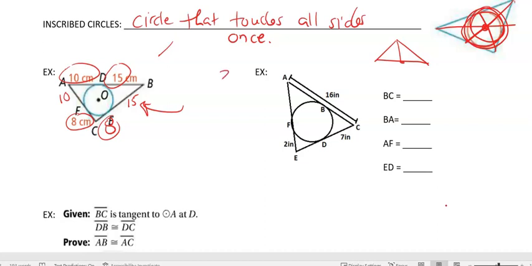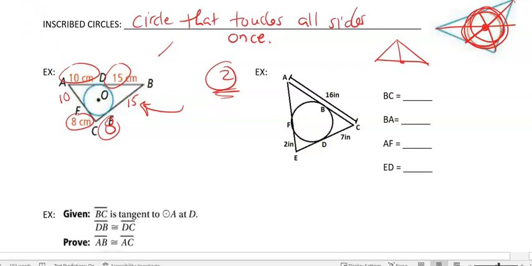Okay, before we do the proof together, here's problem number 2. I want you guys at home to pause the video. Try this problem. You're going to use logical reasoning to figure out what BC, AB, AF, and ED are. And people in class, go ahead and do that with your groups. We'll be back in just a moment.